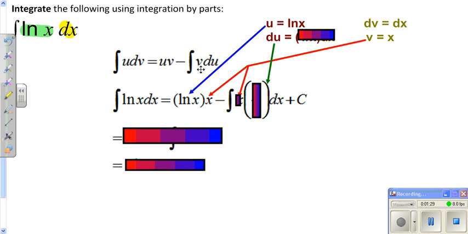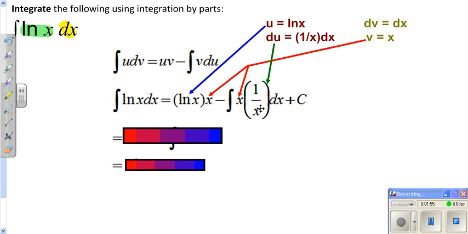Then you go minus the integral of your v. We already figured out our v. And then you need to figure out your du. You know u is the natural log of x. So to go from u to du, you take your derivative. So you know it's 1 over x times dx. So then that goes in down here for your du.